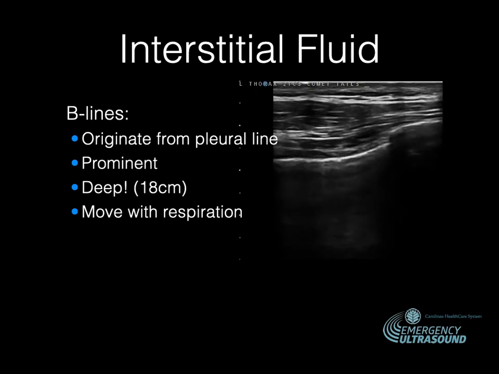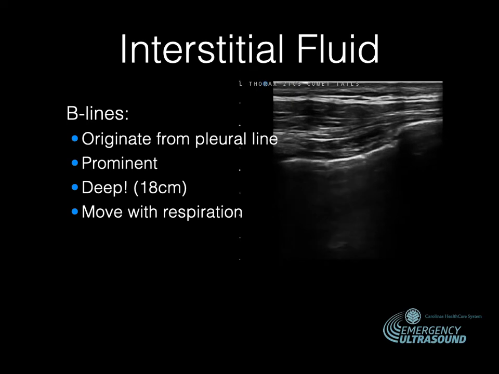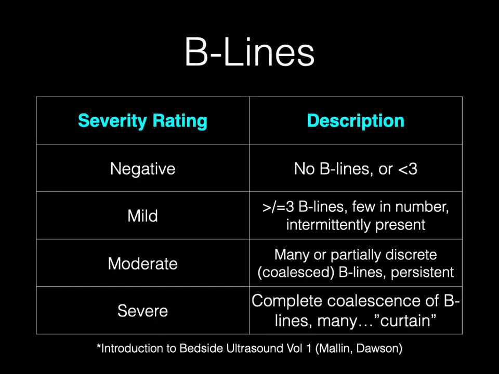It's important to remember that an isolated B line is totally normal. However, more than 3 is pathologic. The more B lines, the more pathology related to the disease process. If we see fewer than 3 B lines, that's fine and we don't see any pathology. If we see 3 or more that are few in number and intermittently present, that might be indicative of mild pulmonary edema. And so on: we have moderate B lines, and then severe, where we have complete coalescence of B lines that causes a curtain coming down.